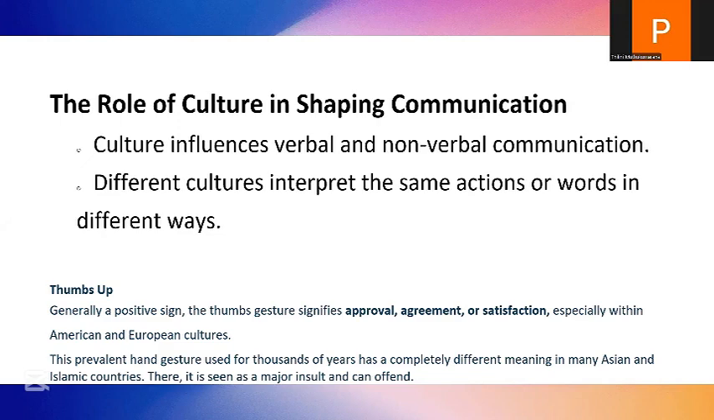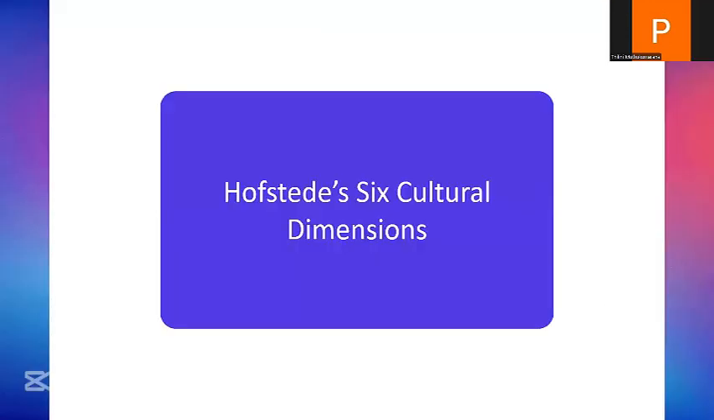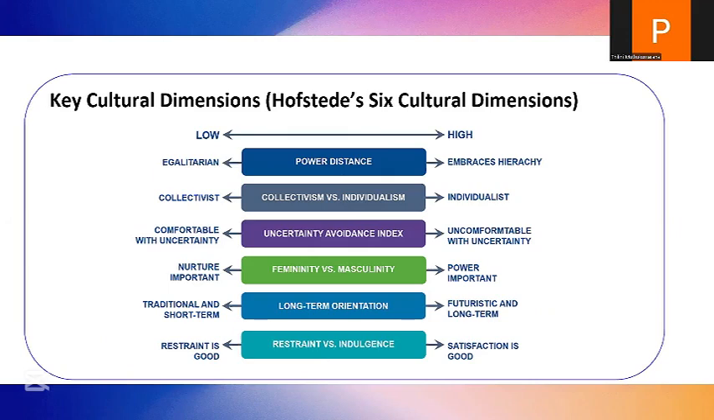When we talk about culture, there are some key concepts and ideologies we have to learn. Then we will get an overall idea of what culture consists of. The first concept was introduced by Hofstede: the six cultural dimensions. You can see in this picture the six cultural dimensions that Hofstede identified within culture.